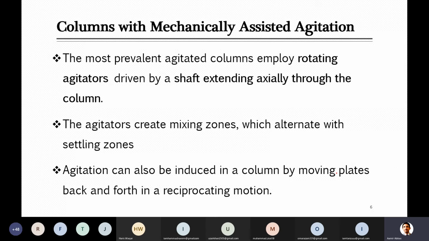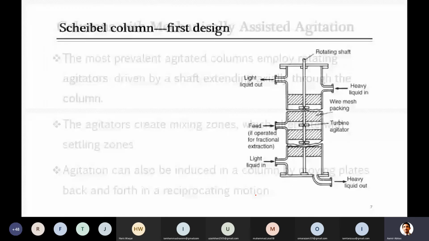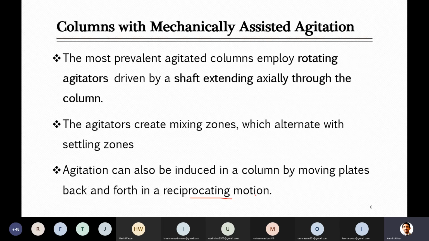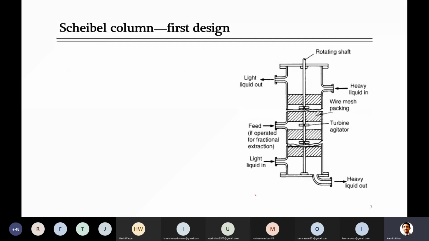As I was telling you, if you have a packed or plate tower, you can install a mechanism in which you can create vibration, or move the trays, so that will help to increase agitation. So there is one type of equipment used for liquid extraction, in which, with the help of reciprocating motion, we move plates throughout the column. They will be moving upward and downward, so that will also help to create agitation and increase mixing. The first type of equipment which involves this mechanical agitation is called the Scheibel column.